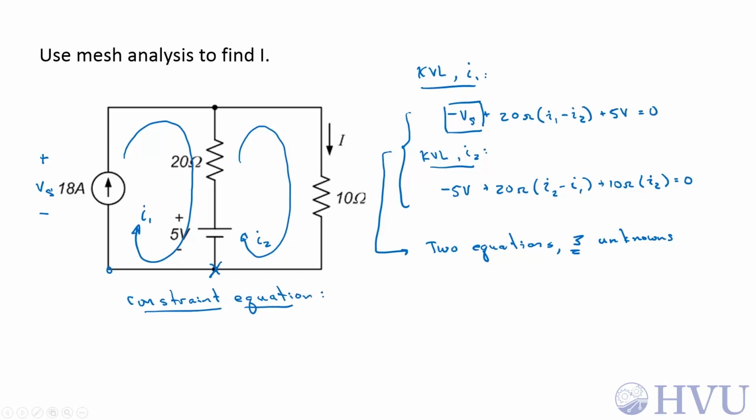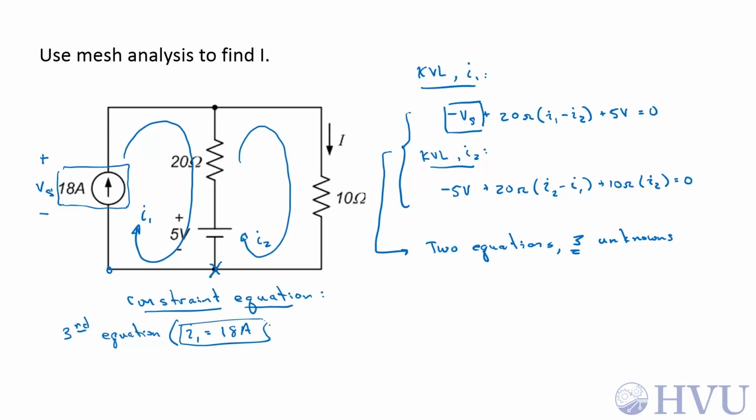Keep in mind that the physical current through any device is the sum of the mesh currents going through that device. So I know that there's 18 amps going in this direction through the current source. I1 is the only mesh current that goes through that current source, so I1 has to match that current. Now I've got three equations and three unknowns.